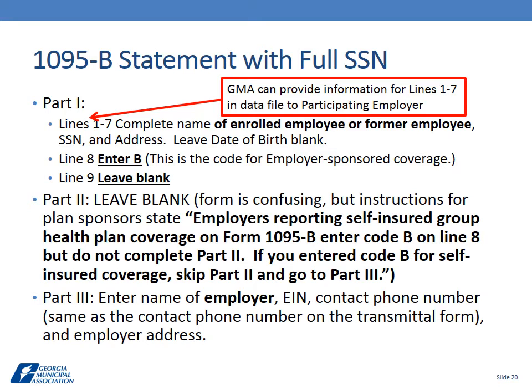The form is confusing, but the instructions for plan sponsors state employers reporting self-insured group health plan coverage on Form 1095B enter code B on line 8 but do not complete Part 2. If you entered code B for self-insured coverage, skip Part 2 and go to Part 3. In Part 3, enter the name of the employer, the EIN, the contact phone number, which will be the same as the contact phone number on the transmittal form, and the employer address.